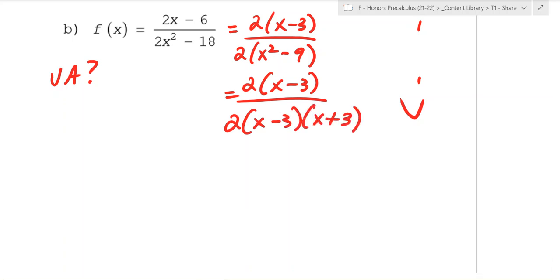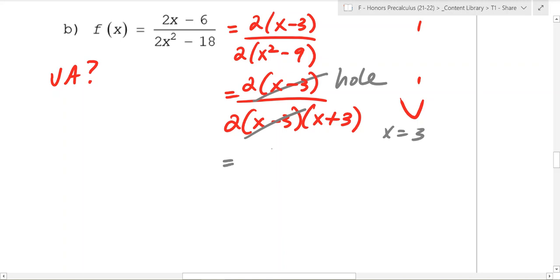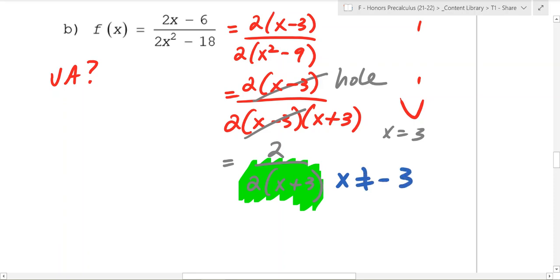And what you'll remember or realize is when you cancel, this means there's going to be a hole at x equals 3. So what does this leave us with? 2 over 2 times x plus 3. So what does that mean? Well, it means that down here, what's the only thing x can't be? X cannot be equal to negative 3, because if x is equal to negative 3, you have a divide by 0. That means there's going to be a vertical asymptote at x equals negative 3.